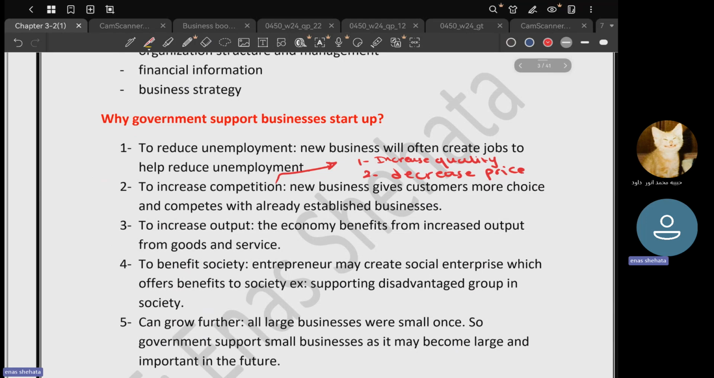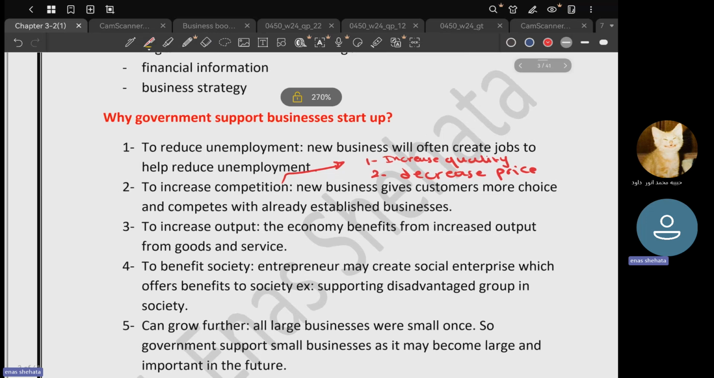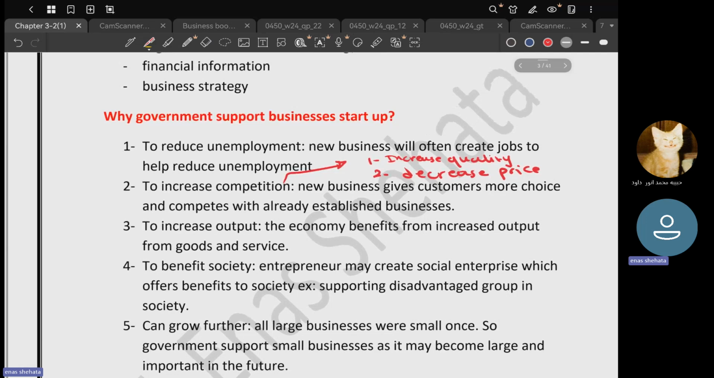To increase output. Imagine that you have two countries, one country with huge output, huge production, and another country with little output. Of course, the country will benefit from increased output. In this case, you can export the product to other countries and you can cover the needs of your citizens. To benefit the society: entrepreneurs not only offer jobs to people, but they also offer social enterprise.